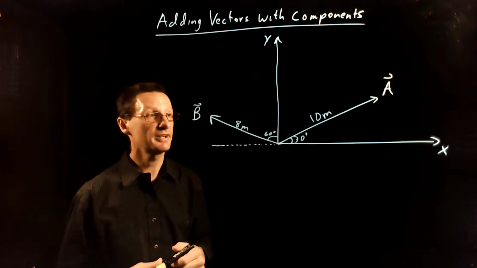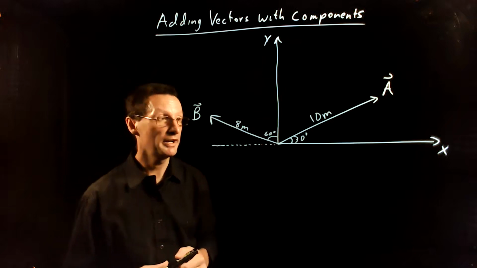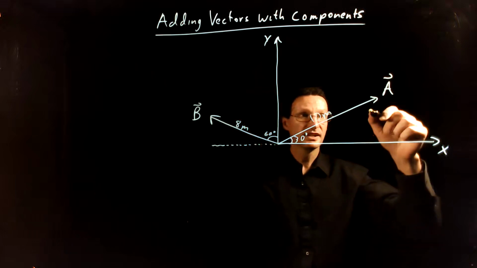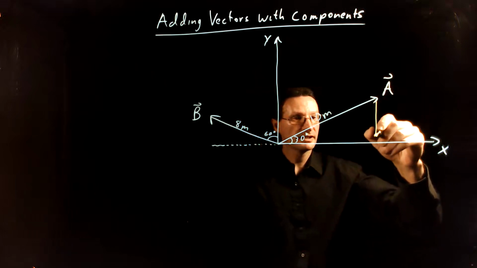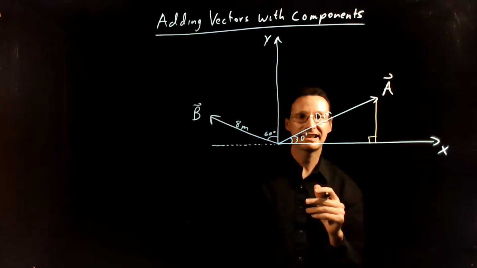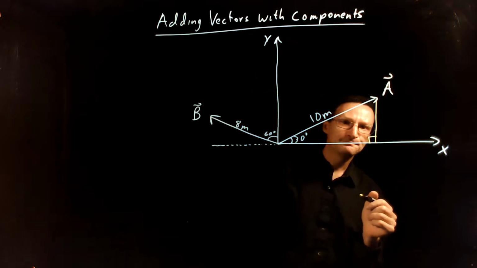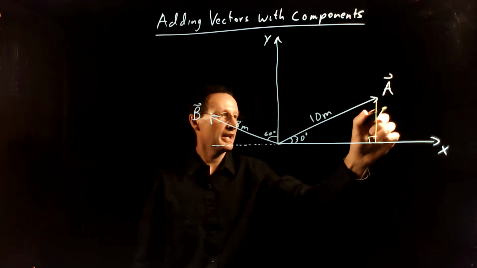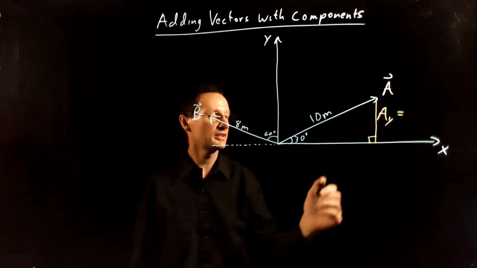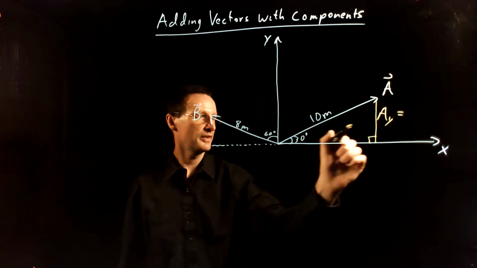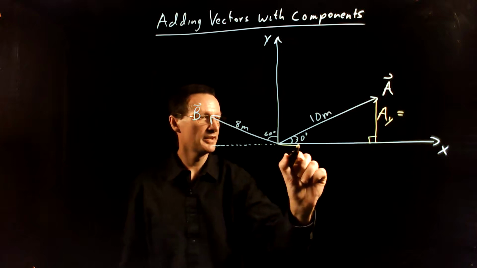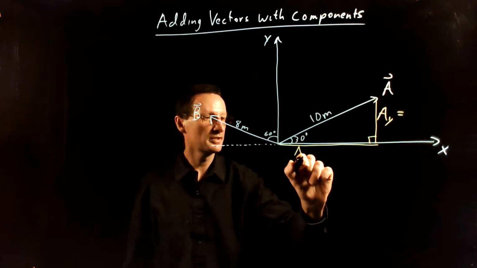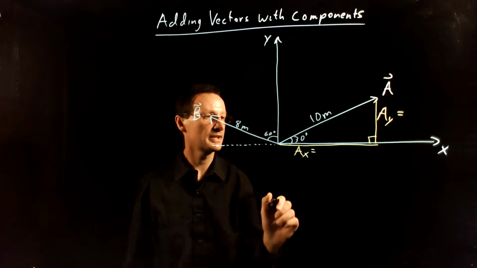The first step in doing this, of course, beyond drawing the vectors, is to find the components of each vector. So we want to find AX and AY first, so let's go ahead and get started. I want to find the right triangle here, and that right triangle is going to be like that. AY is going to be the component in the y direction, and then AX is going to be the component along the x-axis, like that.